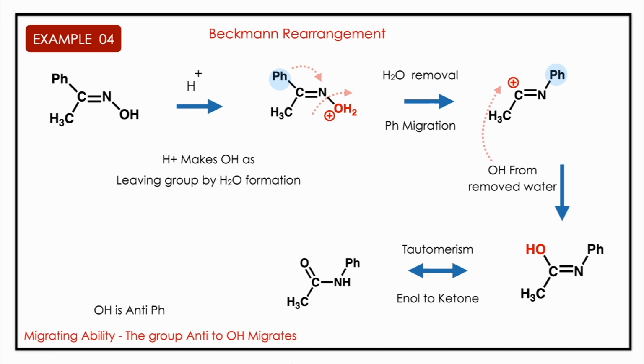Why? Because phenyl is the trans group. It migrates. It removes the OH to form the cation. Then the cation has to be quenched. The OH minus attacks. You have an enol. Since there is an enol, there is a possibility of keto-enol tautomerism. So the enol becomes ketone. You end up with the amide there. The concept to learn here is that if stereochemistry is specified, the trans group migrates in the Beckmann rearrangement.